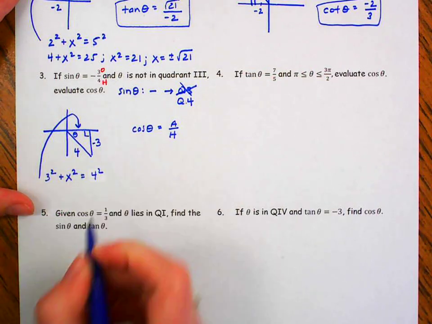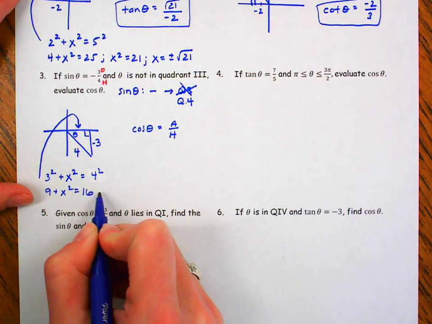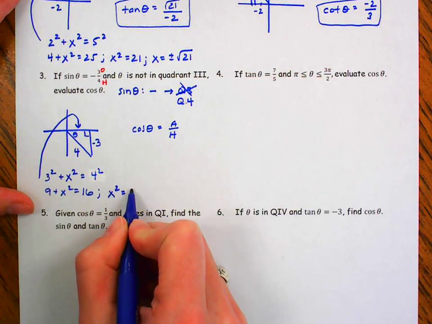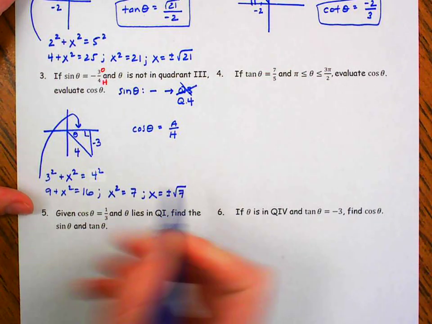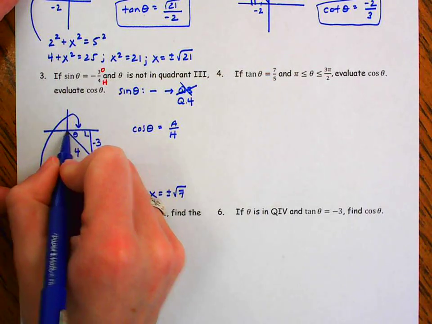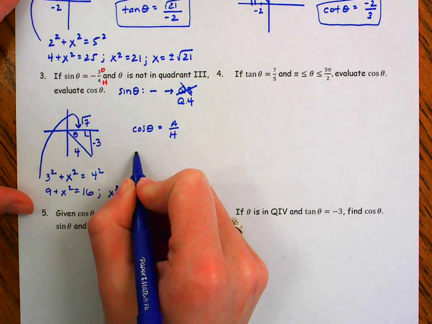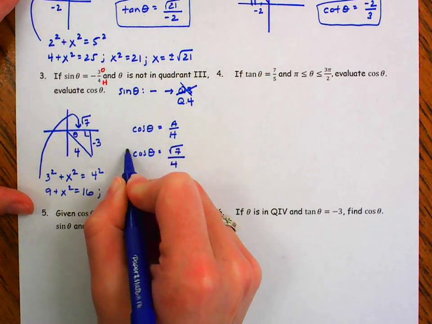Hypotenuse squared. So that's going to be 9 plus x squared equals 16. I'm going to subtract 9 on both sides. So x is plus or minus root 7. We need to think about which one it is. Well, notice I'm going in the right direction, so it's going to be a positive root 7. So if I want cosine of theta, I'm going to take the adjacent side over the hypotenuse.